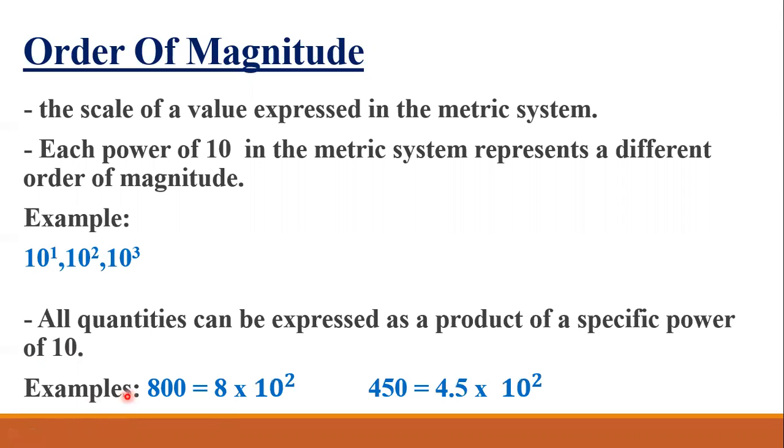For example, the numbers 800 and 450 are of the same order of magnitude because of the power of 10. The order of magnitude can be thought of as a ballpark estimate for the scale of a value. The diameter of an atom is on the order of 10 to the negative 9 meters, while the diameter of the sun is on the order of 10 to the 9 power meters.